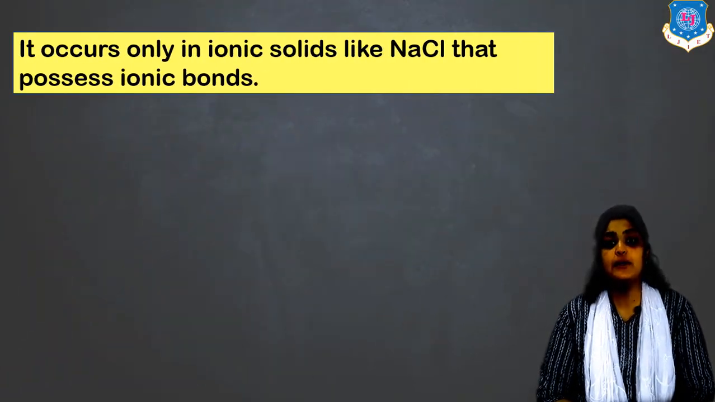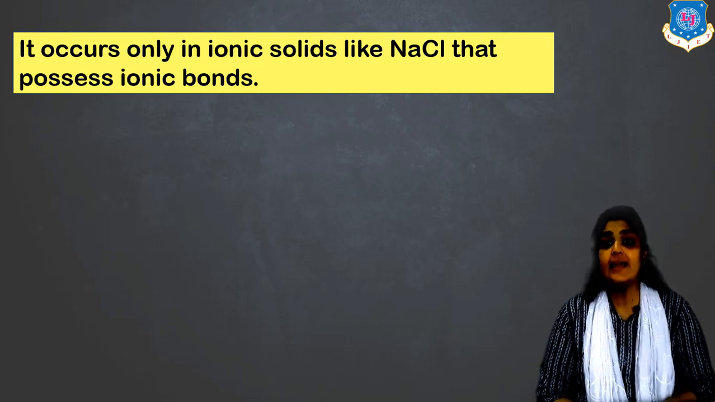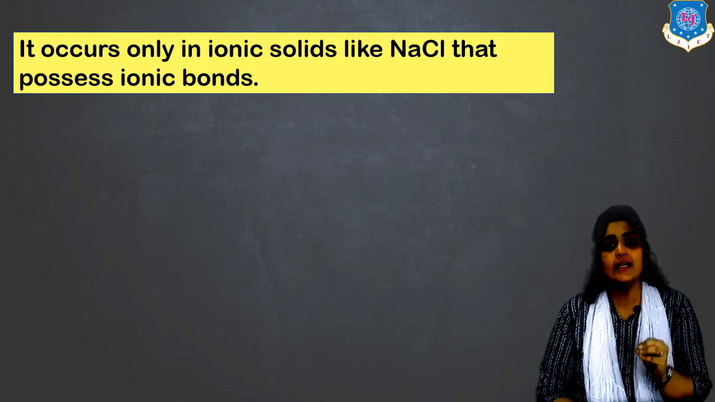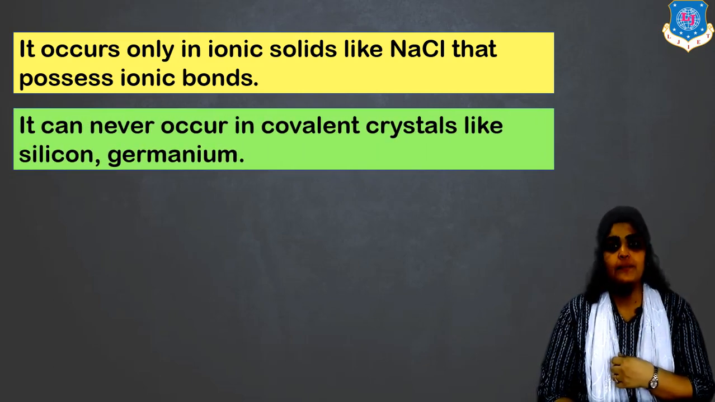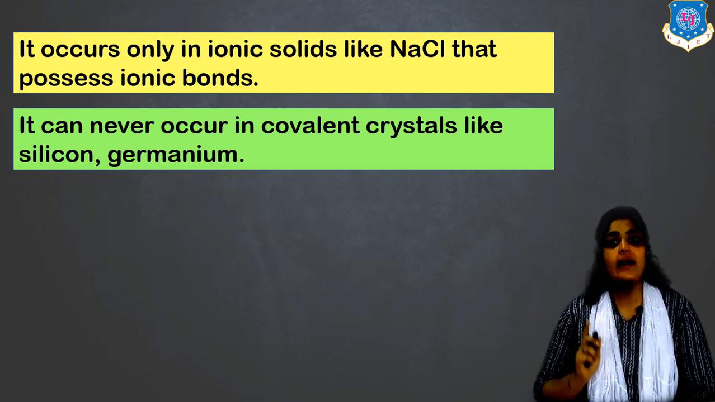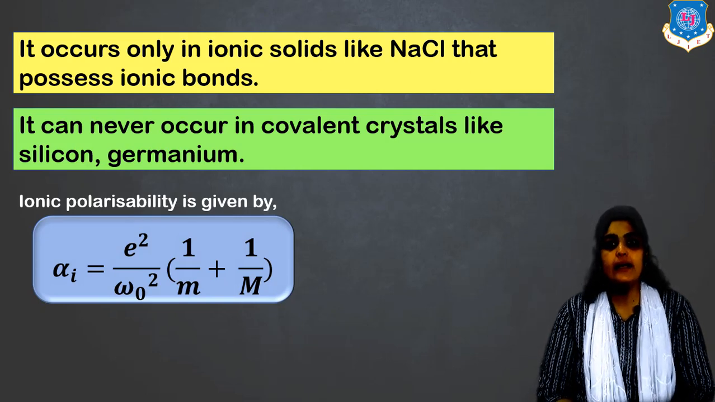Let's understand a bit more about ionic polarization. It occurs only in ionic solids. A common example is NaCl, that is sodium chloride. We all know it's an ionic solid which has ionic bonds. It can never occur in covalent crystals like silicon and germanium.